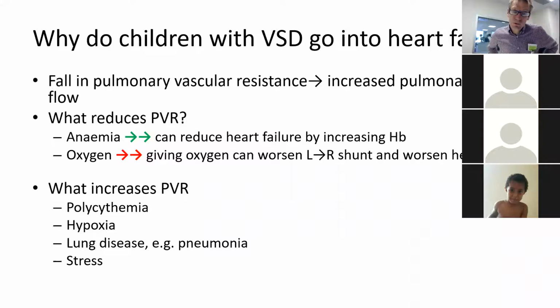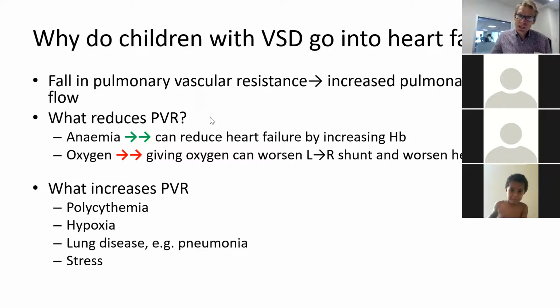We talked about how normally after birth, there's a fall in pulmonary vascular resistance. That happens in the first 24 hours after birth. But then progressively, there's a drop in PVR as the child gets older, over the next few months. That can lead to an increased flow across the ventricular septal defect, and that's why the child goes into heart failure, because of a progressively increased blood flow through the lungs.